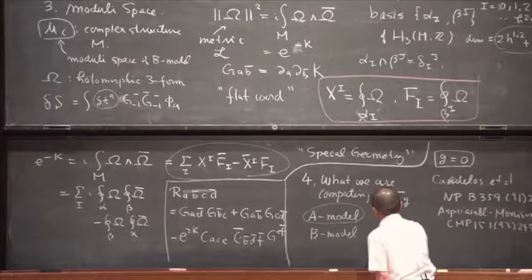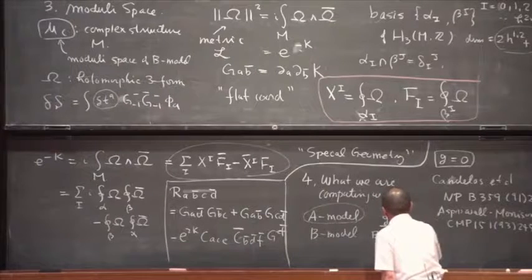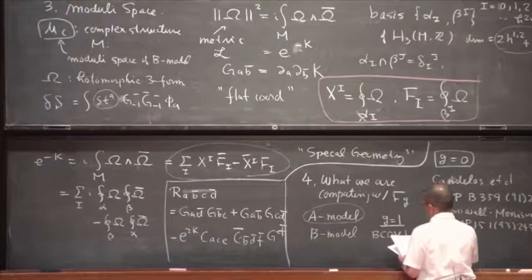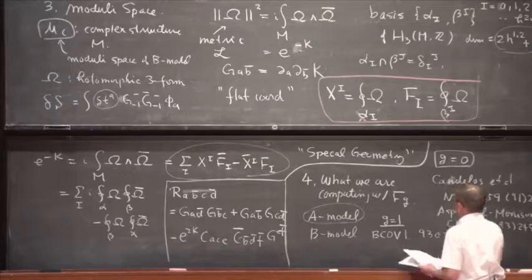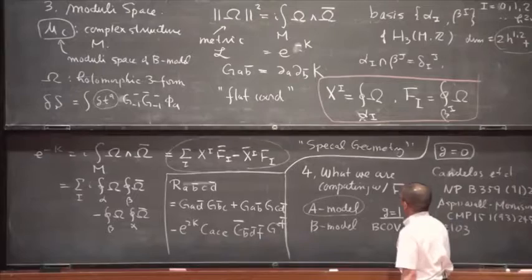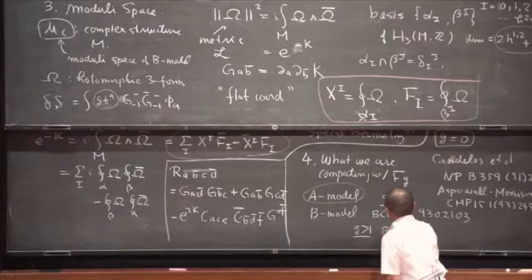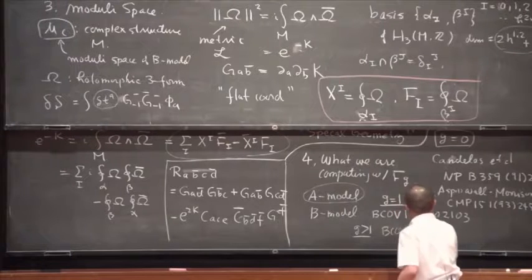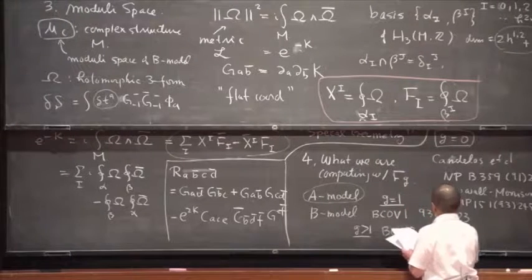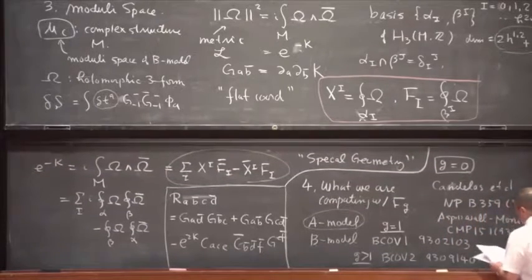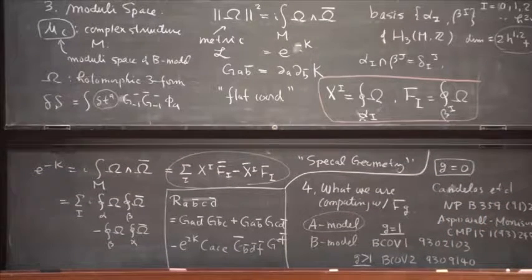And for genus equal to 1, there is a paper by myself with Bershadsky, Cecotti, Ooguri and Vafa, which later I will refer to as BCOV1. And the arXiv number is 9302103. And then for genus greater than 1, there is BCOV2, which is 9309140. Okay? So let's first describe the B model.